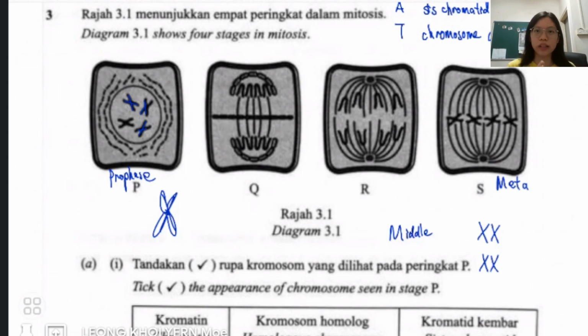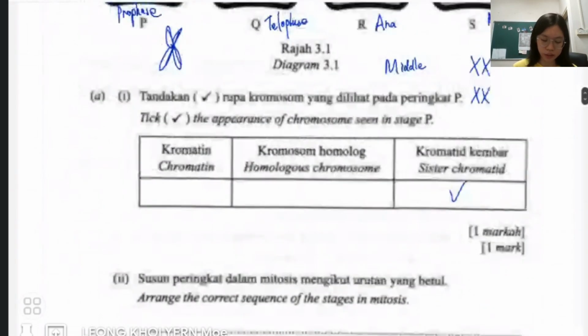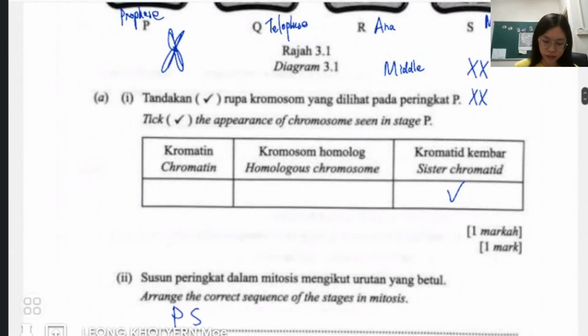Followed by it's time for them to get separated. When they get separated, say bye-bye to each other, they are pulled away. Away means anaphase. And last but not least is the telophase, where you can see that they start to form two individual cells. So the correct sequence is P, S, R, Q.